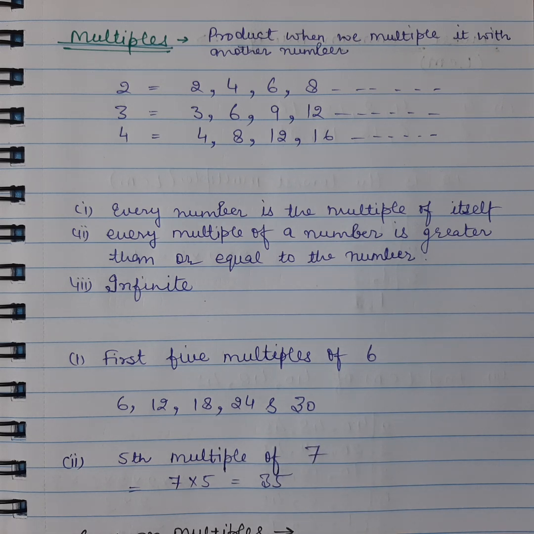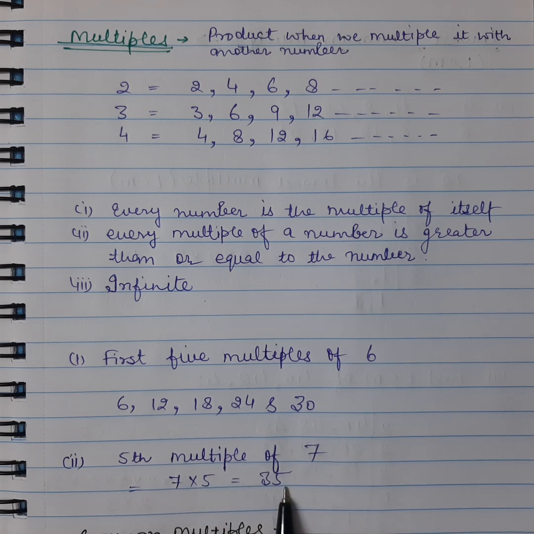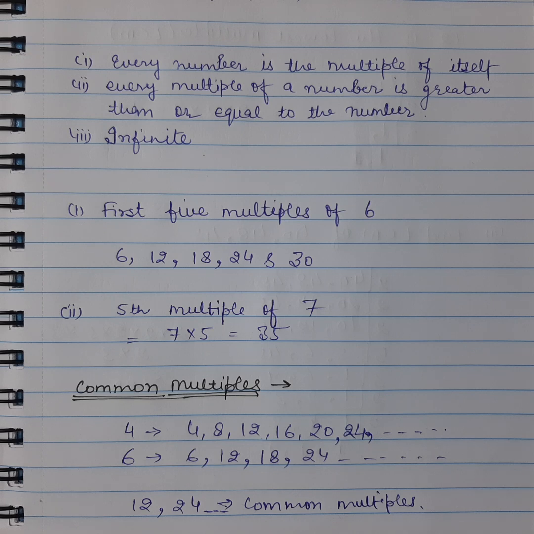Let's understand one more example. The fifth multiple of 7 will be 7 multiplied by 5, which is 35. Common multiple.